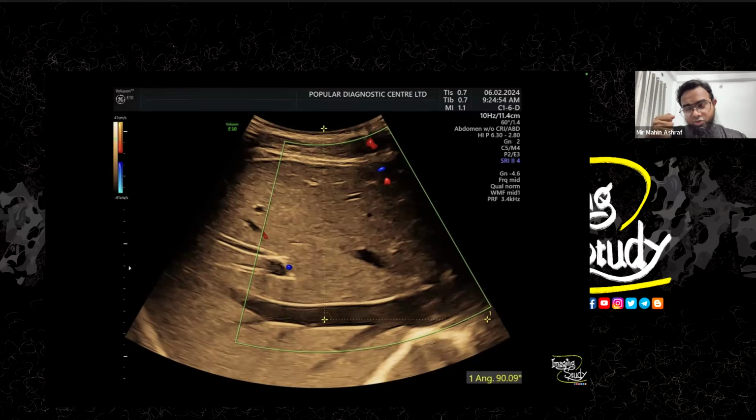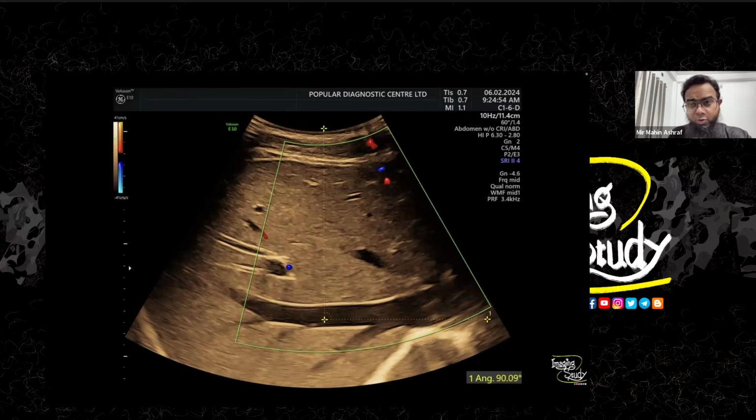So when you are putting the transducer and trying to see blood vessels, you should be a little bit careful about that. Otherwise, you will make a misdiagnosis of Budd-Chiari syndrome. So just change the direction. You see the vessel from the right costal margin or something like that.